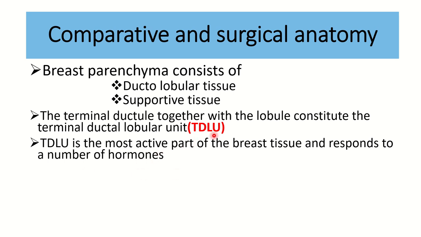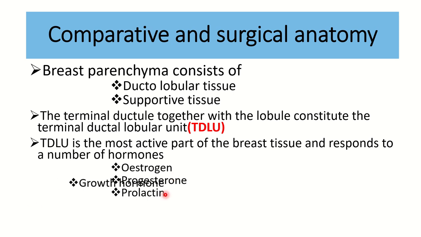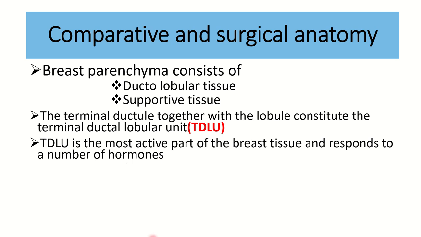So the terminal ductolobular unit is the most active part of the breast, and it responds to different hormones, such as estrogen and progesterone. And as estrogen and progesterone are more in females, the female breast is larger than that of the male. Then here we can see prolactin and growth hormone. So four important hormones act directly on the breast: estrogen and progesterone, prolactin, and growth hormone.